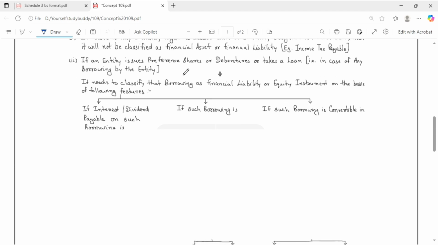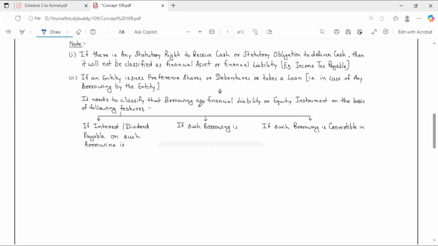If an entity issues preference shares or debentures or takes a loan in the case of borrowing, okay. So now whatever entries we are doing here, whatever adjustments we are learning over here, will be from the point of view of the issuer. Now suppose I have issued debentures, okay, so I need to look more deeply into it to do the accounting. But the person who has purchased the debenture, for that person it is clear that it is his investment.